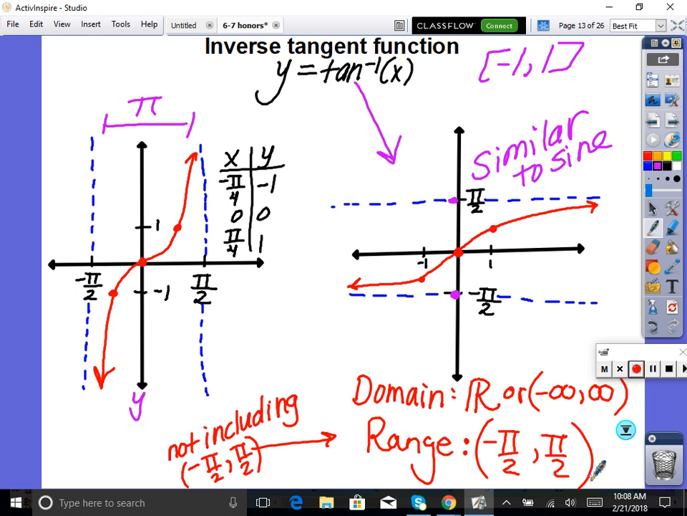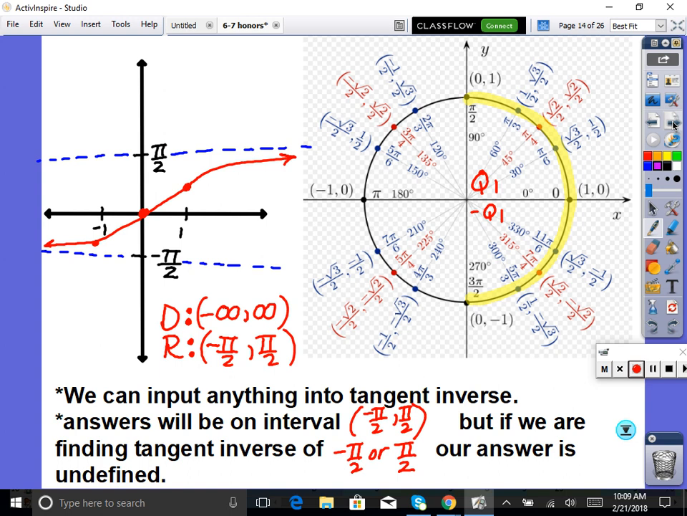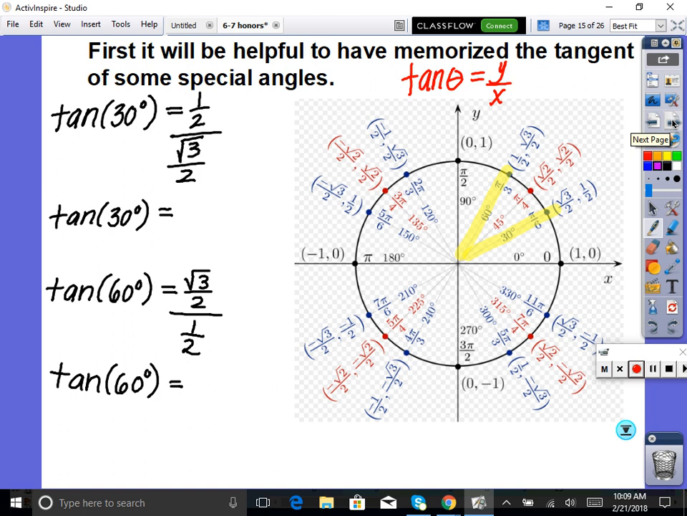So let's answer some tangent inverse problems. Notice I've highlighted once again quadrant 1 and negative quadrant 1, based on the fact that our outputs have to be between those quadrants, and here we go. But first, we need to memorize, to make our life way easy, what tangent of 30 and tangent of 60 is. What does it simplify to be?